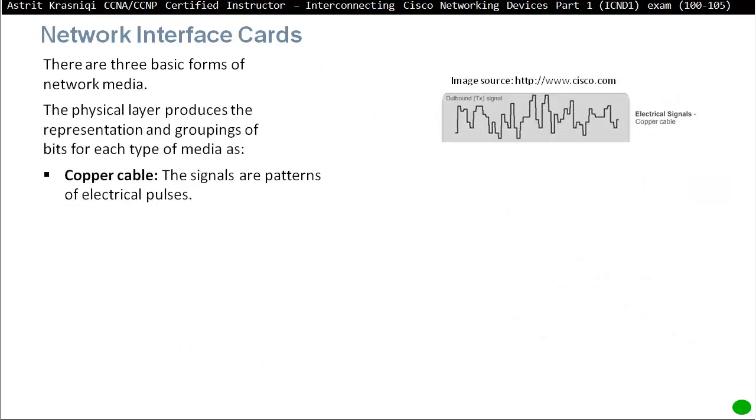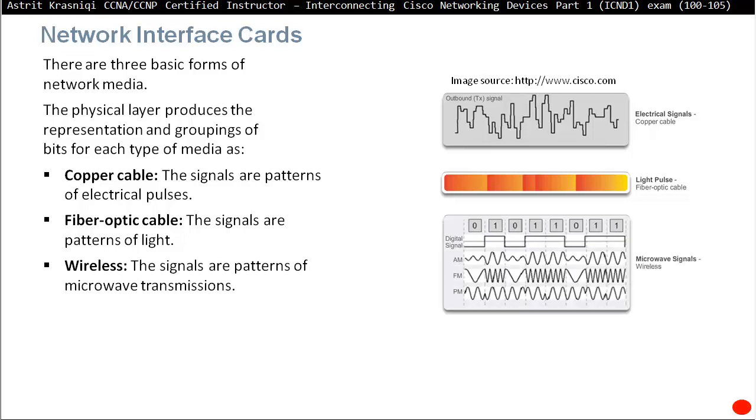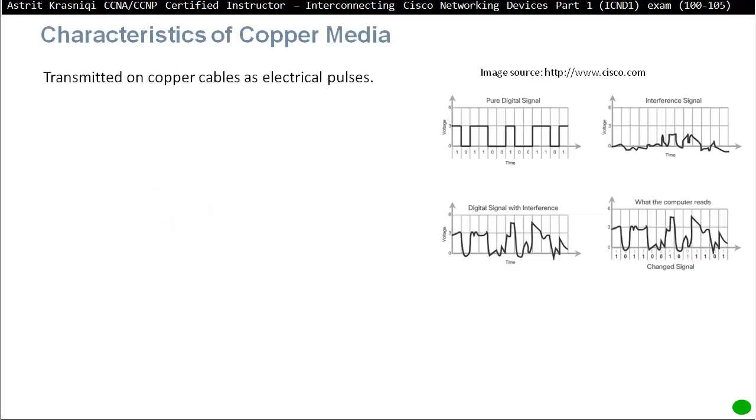Network interface cards, or NICs. There are 3 basic forms of network media. The physical layer produces a representation and grouping of bits for each type of media. We have copper cable that we are familiar with. That's usually UTP, Unshielded Twisted-Pair, which you're going to see very soon. The signals are patterns of electrical pulses. For fiber-optic cable, the signals are patterns of light. And then we have wireless. The signals are patterns of microwave transmissions. So we have 3 types of media: copper cable, fiber cable, and wireless.